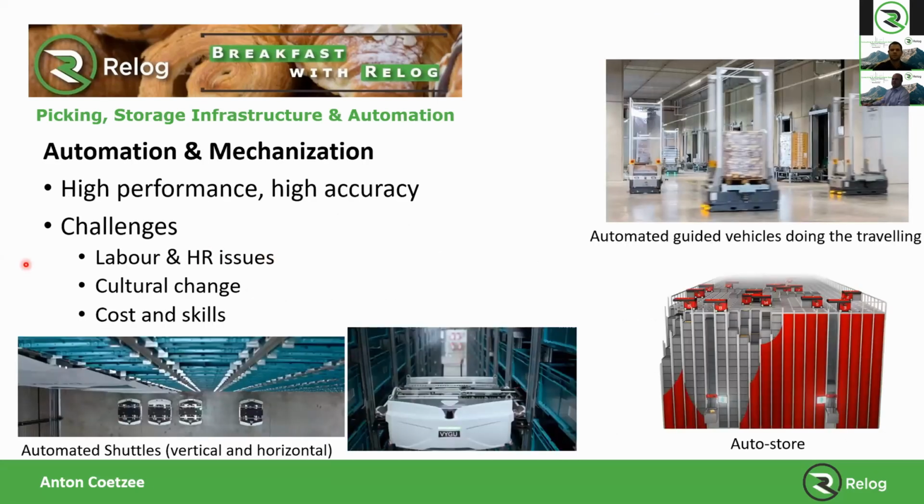And then also, if you go to the next step, is full automation and mechanization to get to your high performance, high accuracy. But as we know, in South Africa, our labor rates are very cheap. And with the move of e-commerce, people have started investigating this a lot more to see how can we make this feasible, how can we make this viable. And I think there's still a long road to walk in terms of making this work and building that business case.